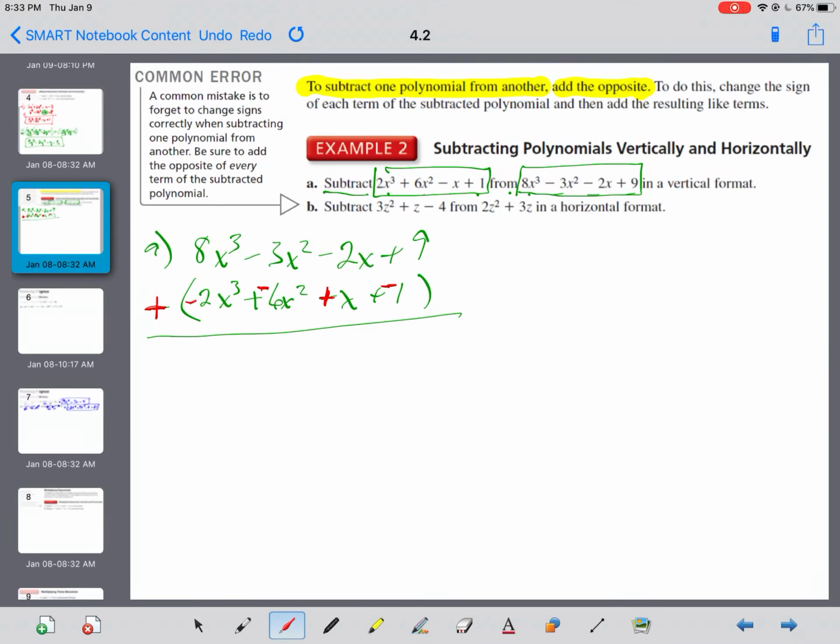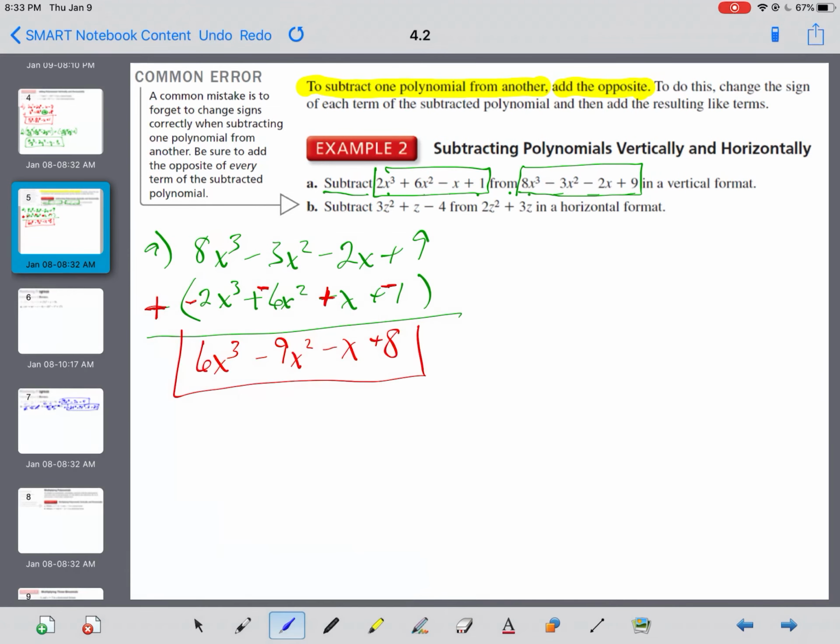Now when it's an addition, I don't have to worry about going through that negative symbol. I just have to go straight down. So 9 minus 1 is 8, and it's positive. Negative 2x and positive x is negative x. Negative 3x squared and negative 6x squared is negative 9x squared. And 8x to the third minus 2x to the third is 6x to the third. And it works just like that.